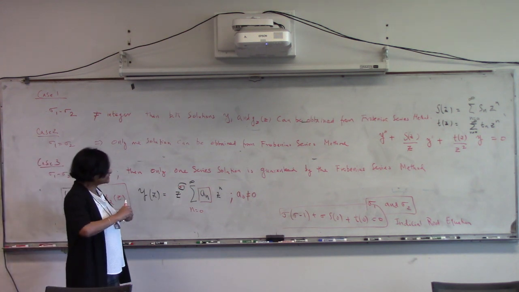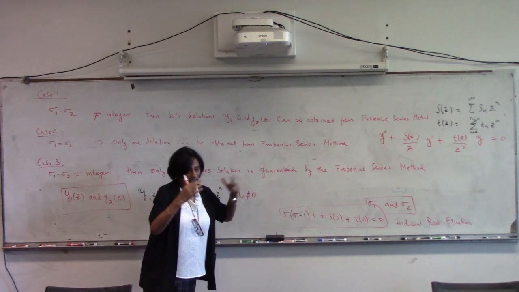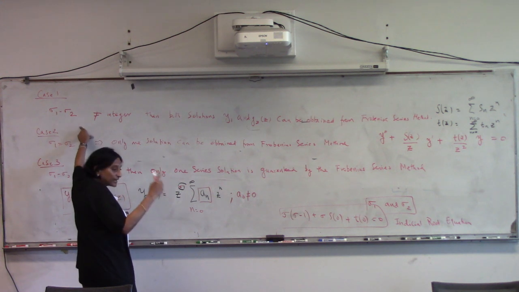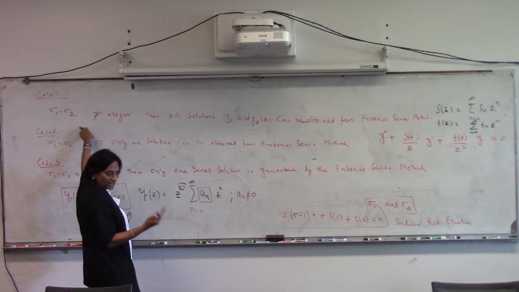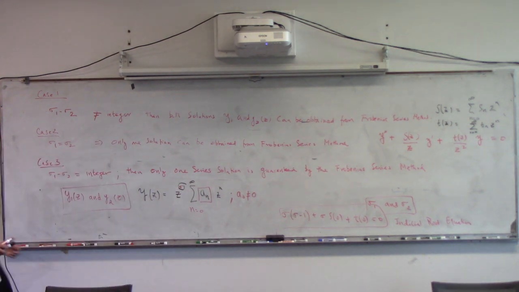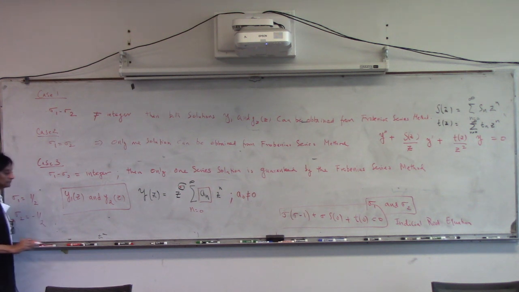So we have to get the roots first, the initial roots, and we have to analyze the nature of the indicial roots. Okay, it's not the actual root; it's the difference between the two roots you have to check. If sigma 1 is half and sigma 2 is minus half, what happens? Can we get both solutions from the Frobenius series? Only one's guaranteed.